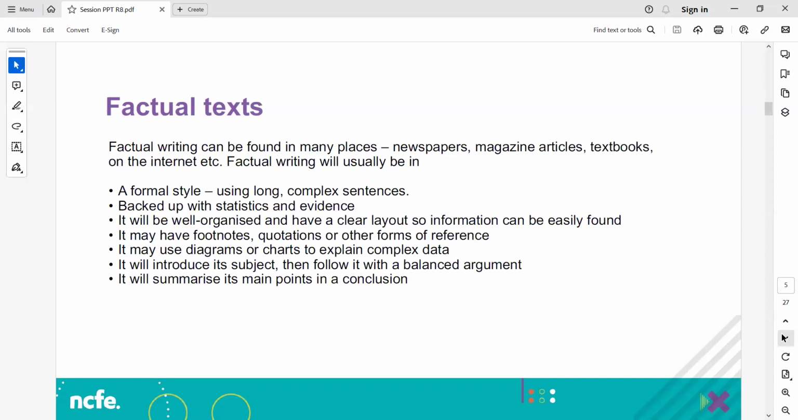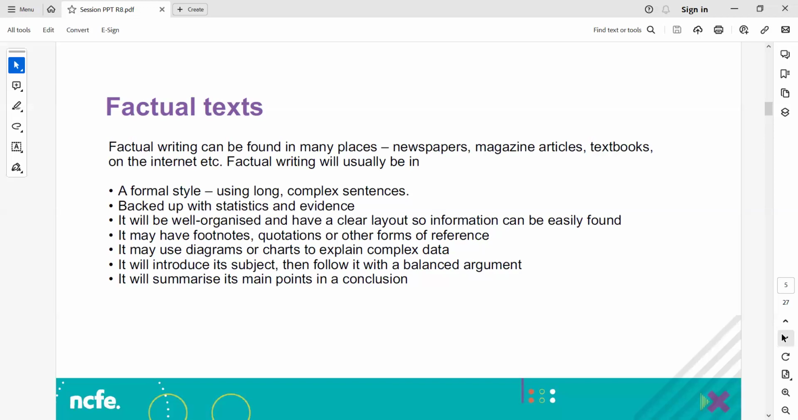Factual texts can be found in many places. So in newspapers, magazine articles, textbooks, on the internet, so news websites and so on. And factual writing will usually be in a formal style. So it will use long and complex sentences, it won't have contractions, and so on. It will often be backed up with statistics and evidence. So you might have numerical data in there and references to evidence.